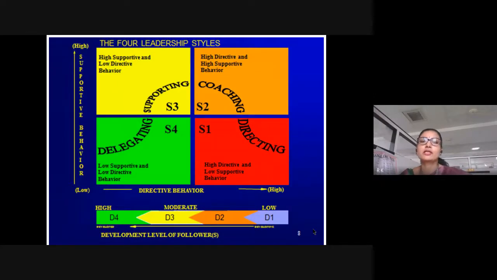This is one style which, as per the theory, some of you must be aware of: the four leadership styles. Can you see down there, D1, D2, D3, and D4? They are all talking about the development level of the followers. If the development level of the followers is very high, you can just leave them, but still you need to have a watch. Just stay and watch silently how things are going on. But if the development of the followers is not taking place, then you need to adopt either the coaching style or the directing style, whichever fits best.